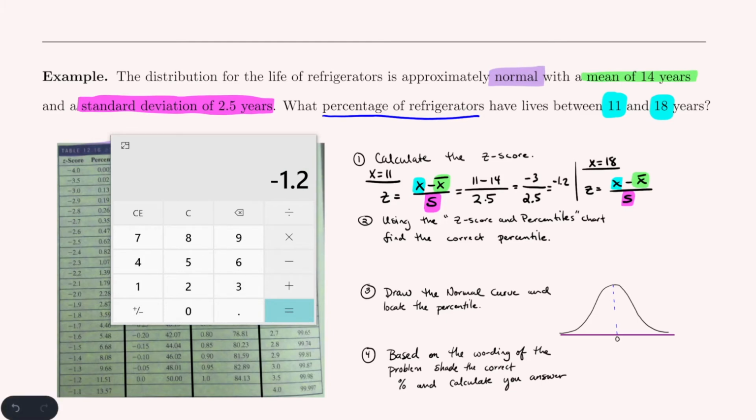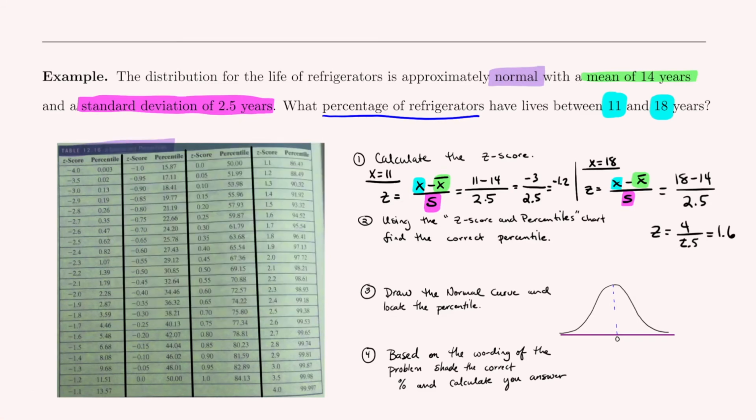Now if you would, take a moment and pause the video, attempt finding the z-score for the data value 18 on your own. So for the data value 18, it's 18 minus the mean of 14 divided by the standard deviation of 2.5. That gives us 4 divided by 2.5. Typing this into our calculator, we get a z-score of 1.6. So we've done step 1 for both.